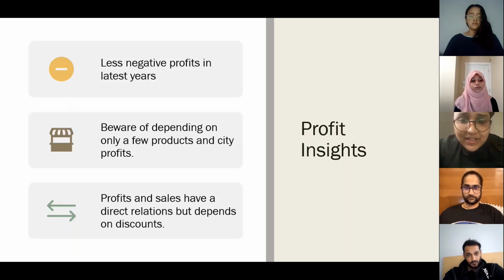Similarly, the profits and the sales have a direct relation, depending upon what sort of discounts or what sort of coupons have been distributed in the superstore.